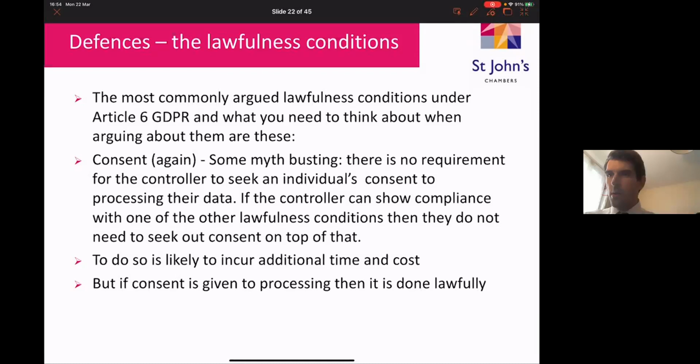Though in practical terms, if there has been a breach without consent, then you're not starting from your best place coming out of the blocks as a defendant. But it is right to say that you don't need to go searching out consent. Still, starting with consent to process the data in the first place is a good idea.